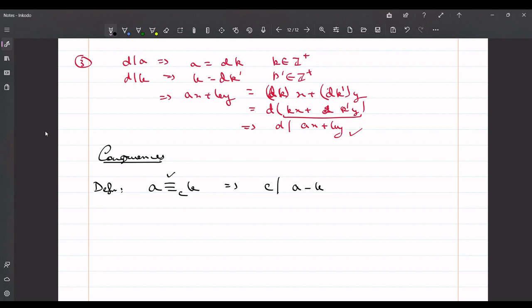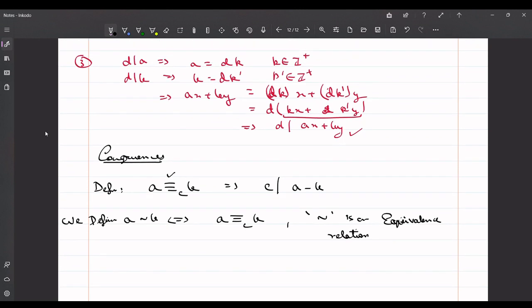Also, this relation, or rather, what we basically mean is that, see, suppose we define a relation: A related to B if and only if A is congruent to B modulo C. We can obviously check that this is an equivalence relation. Equivalence relation means that this relation is reflexive, transitive and symmetric. So those three become the first three properties of congruences. Is this part clear? I'm moving on to the next page.